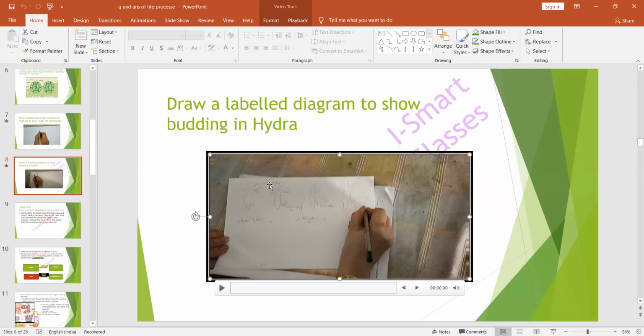Hydra with tentacles over here and a small hydra. Okay, now it's in a growing stage. Then there is a formation of a proper hydra. In the last picture, you can see you have to draw 4 hydras where there is a disconnection of the hydra from the parent hydra. Okay, moving on to the next question.